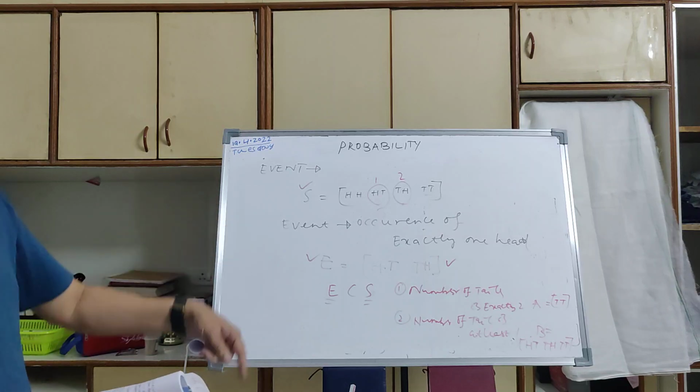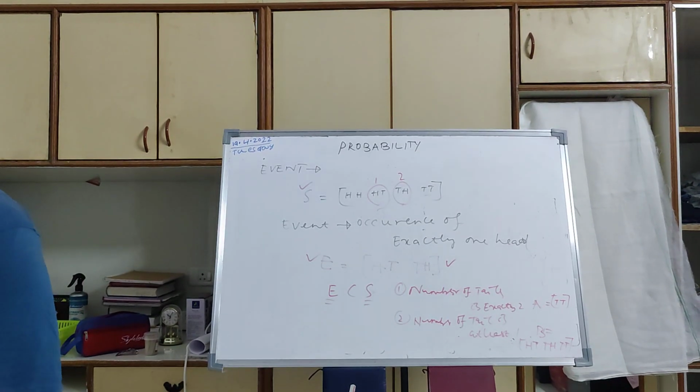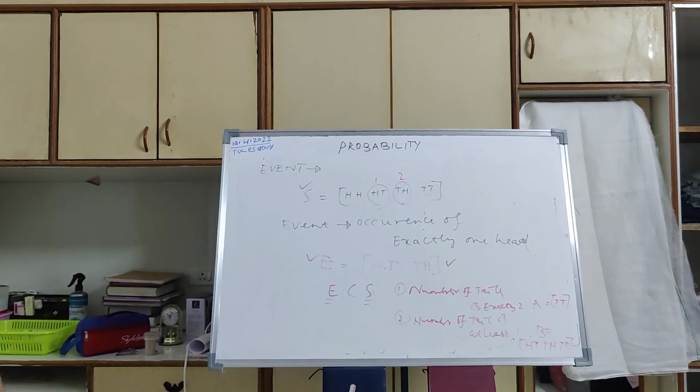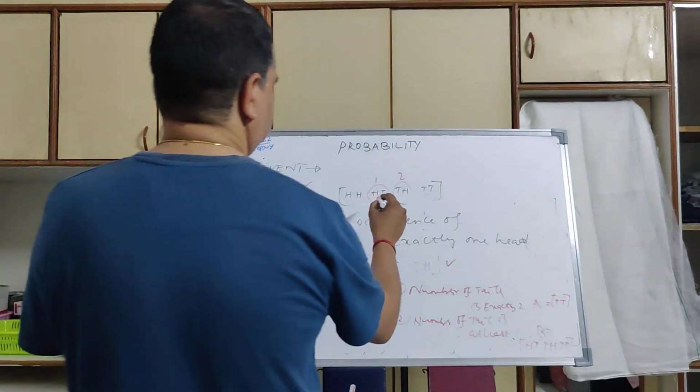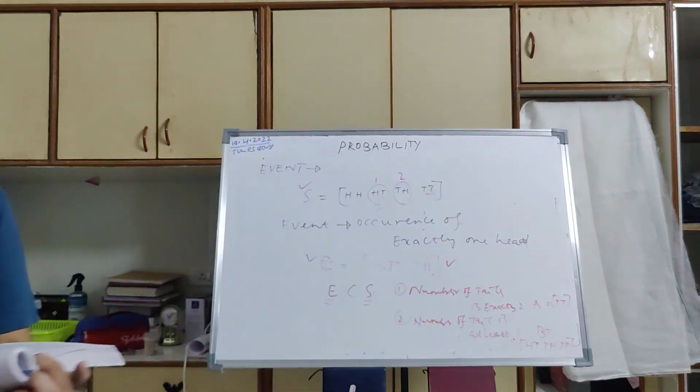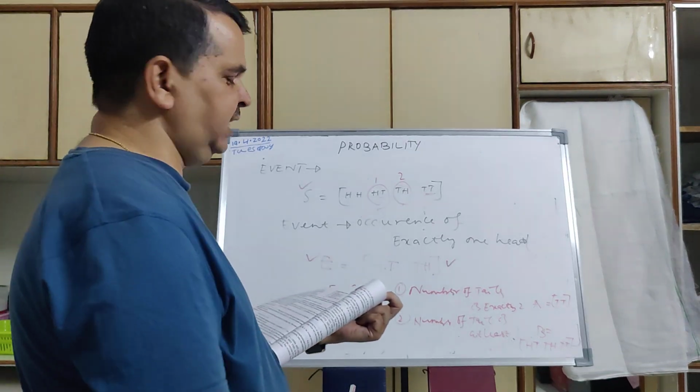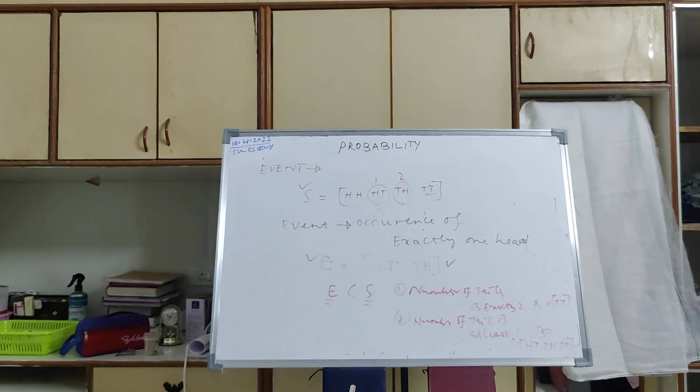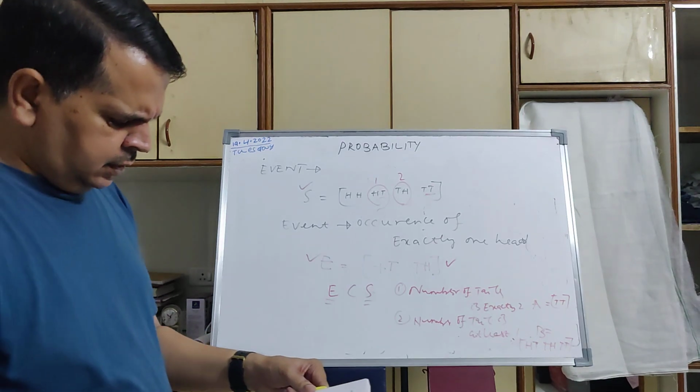Now like this you can get other events. For example, the second toss is not head. Here you can see HT and TT: the second is not head, it is tail. And the number of tails is at most 2. At most 2 means 0 to 2, so all of them. Now you understand what the events are.